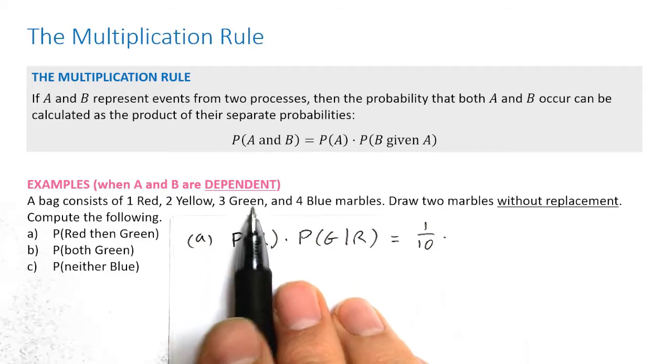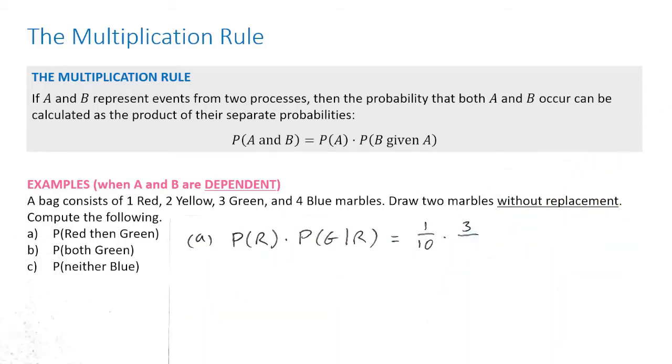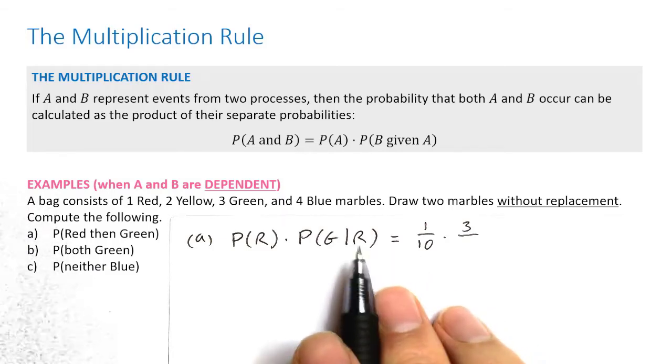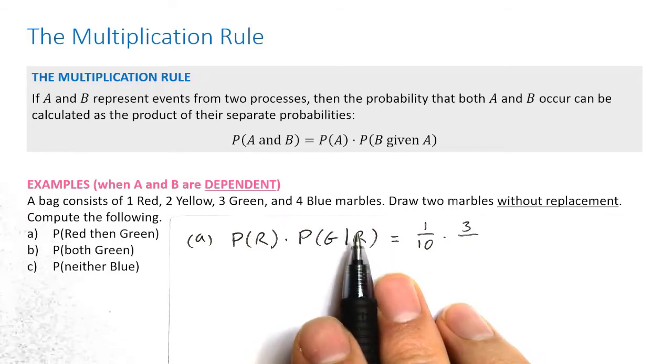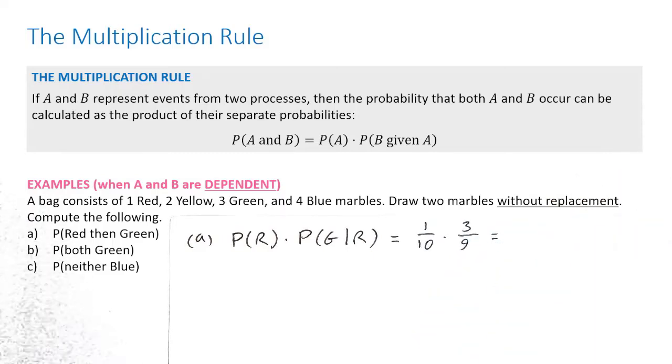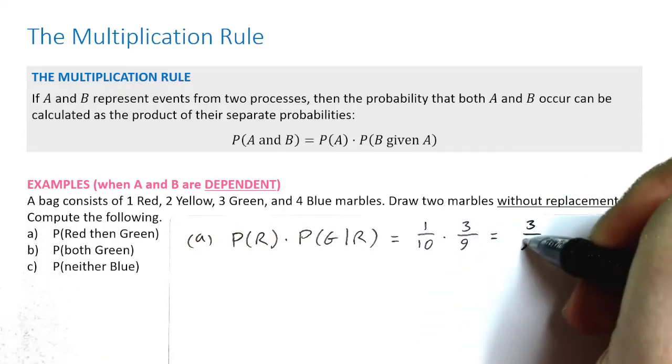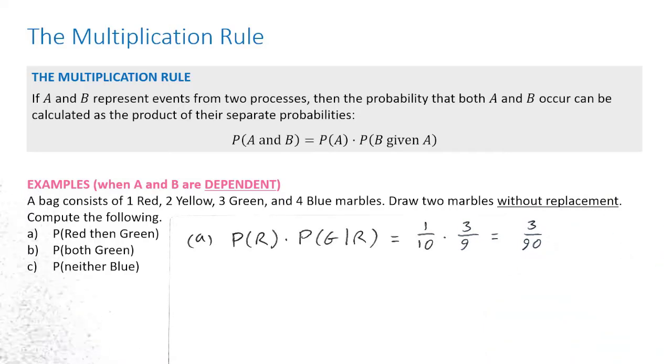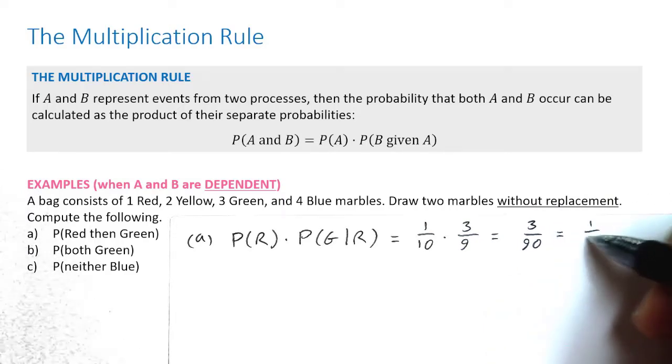What's the probability of getting a green, given that I drew a red? Well, there are 3 green marbles in the bag, and how many marbles are left in the bag total? Well, there's only 9, because I drew a marble from the bag, so now there's only 9. So the probability would be 3 out of 90. Or if you wanted to simplify that, 1 out of 30.